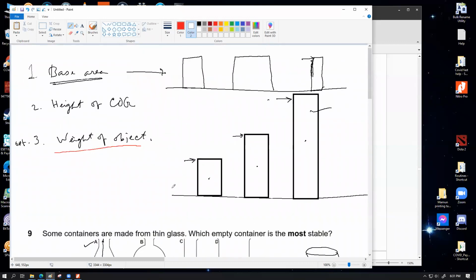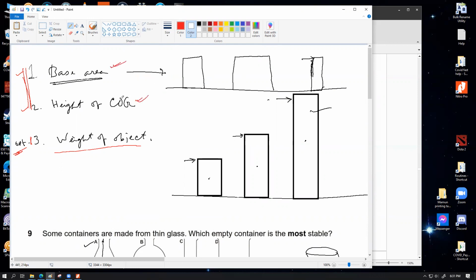If the question ever asks you to write the variables that affect the stability of an object, prefer to write as follows. If it's a 1 mark question, you can write any of these. If it's a 2 mark question, prefer to write these two. And only if it's a 3 mark question, write this one. That's why I wrote optional over here. This is a point that is least highlighted in your syllabus. These are the 2 points which are most highlighted for your syllabus.